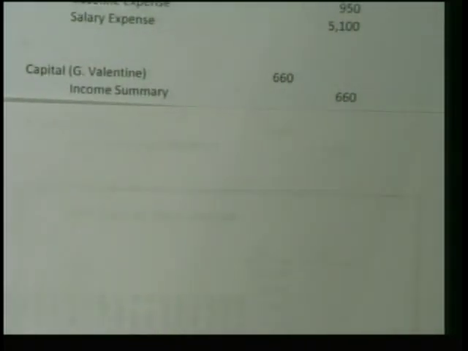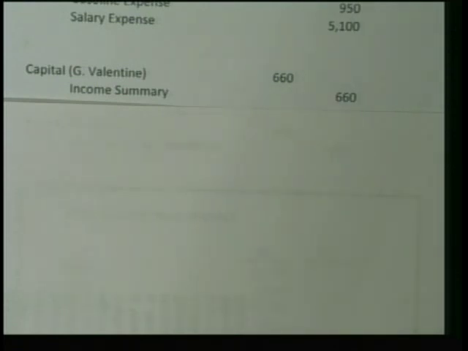We credit income summary for 660, and here we debit capital, right? Now this should make sense, because this is a net loss, right? And by us debiting capital, we are decreasing capital, which is on the statement of equity, we would be decreasing capital, would we not? Okay?